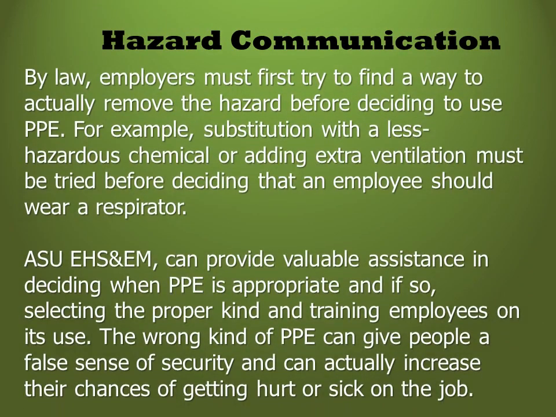By law, employers must first try to find a way to actually remove the hazard before deciding to use PPE. For example, substitution with a less hazardous chemical or adding extra ventilation must be tried before deciding that an employee should wear a respirator. ASU's EHS and EM can provide valuable assistance in deciding when PPE is appropriate, and if so, selecting the proper kind and training employees on its use.